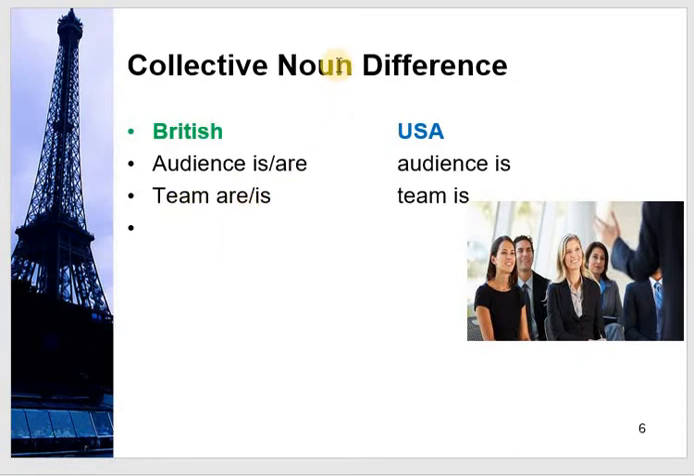But Americans have removed such sense differences. Americans say audience is and team is. All collective nouns are singular. Team is watching the match of another team. Audience is listening to us. So Americans have simplified. Americans got rid of this sense controversy. In this way, there is simplification and ease in American English.